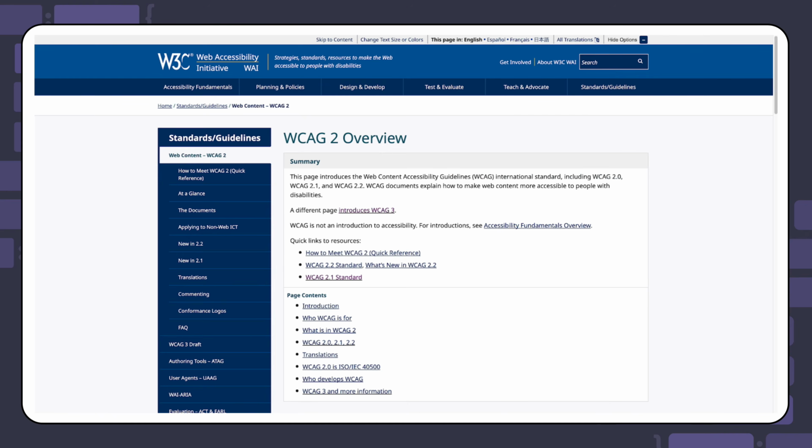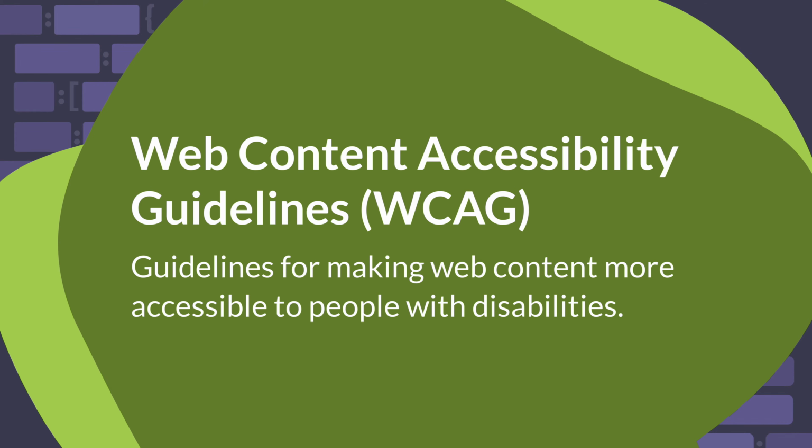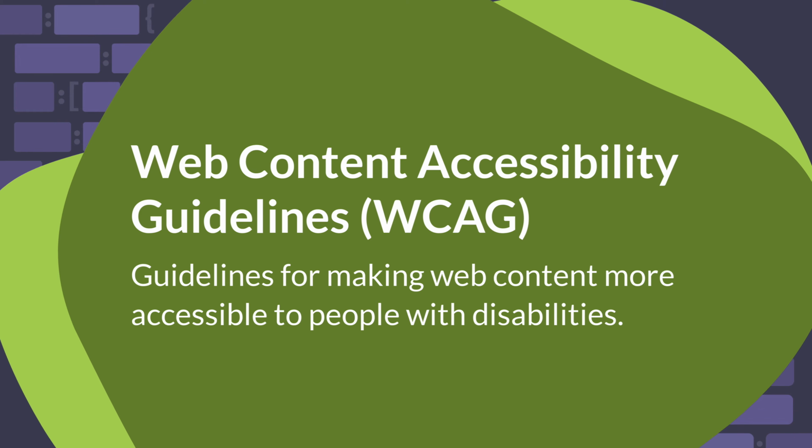To help you create accessible websites, the World Wide Web Consortium, known as W3C, developed a set of international standards that you can follow to make your websites more accessible and easier to use for people with disabilities. These standards are known as the Web Content Accessibility Guidelines, WCAG. These guidelines are designed with four core principles in mind, known as POUR.